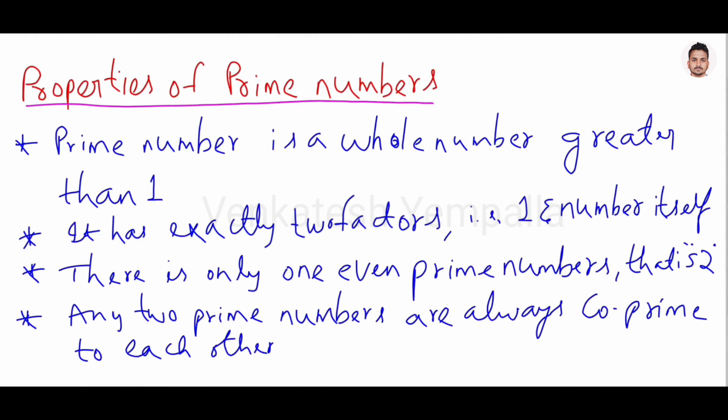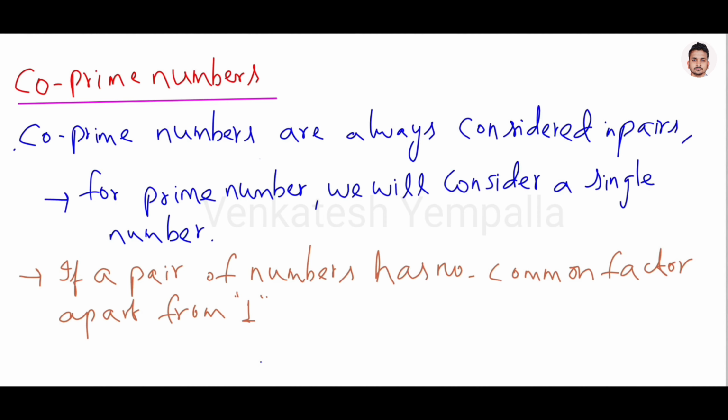What are those? A prime number is a whole number which is greater than 1. Second, it has exactly two factors, that is 1 and the number itself. Third property, among prime numbers only one even number is there, that is 2. And the fourth property is any two prime numbers are always co-prime to each other. If we compare any two prime numbers, we will get only one common factor, that is 1. I have explained co-prime numbers also.